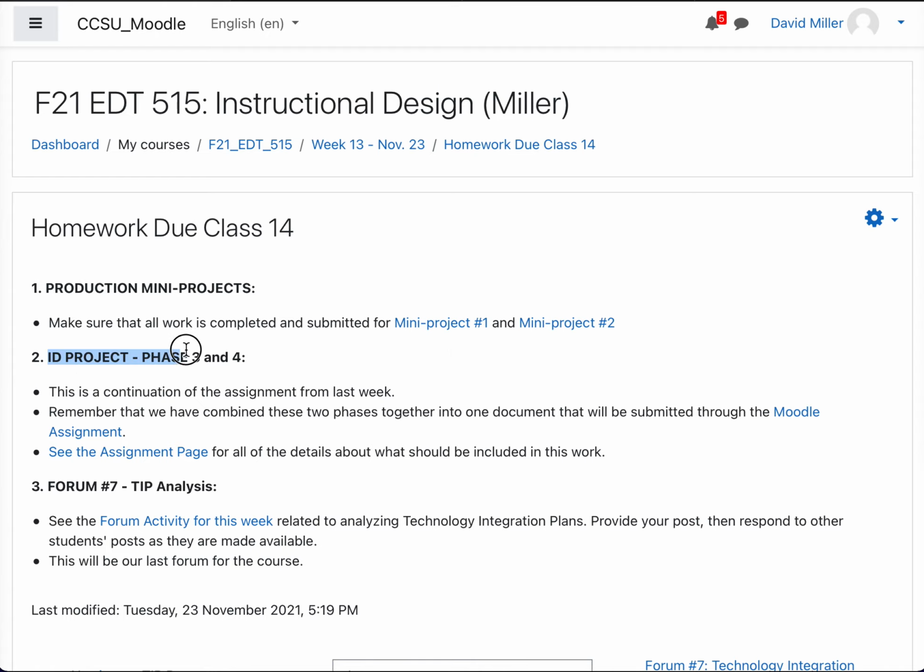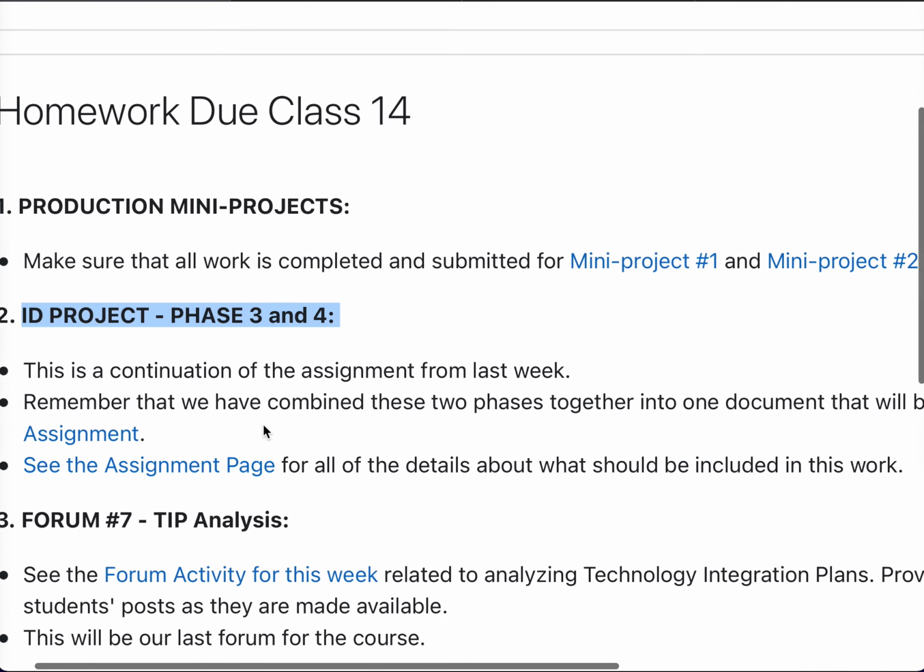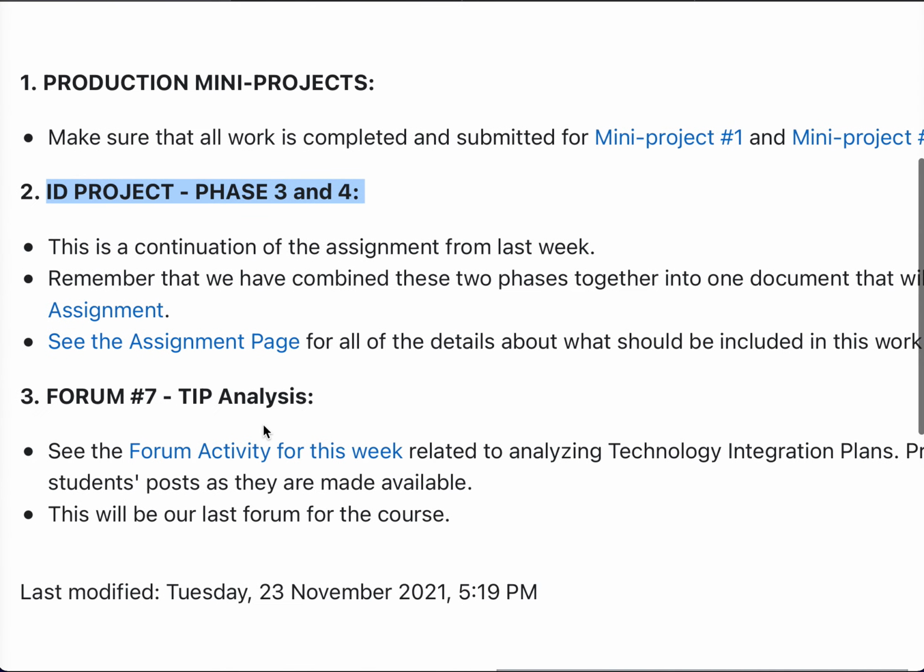The big thing is the ID project phase 3 and 4, which was assigned last week. And again, as I say in the assignment page, it looks like a lot on the page, but most of the work, or at least the outlines of the work, are already in place because you're pulling from your assessment conversations that you had the week we talked about assessment. You're pulling from the production mini projects, especially if you use some examples from your own plan in those mini projects. You pull from that.